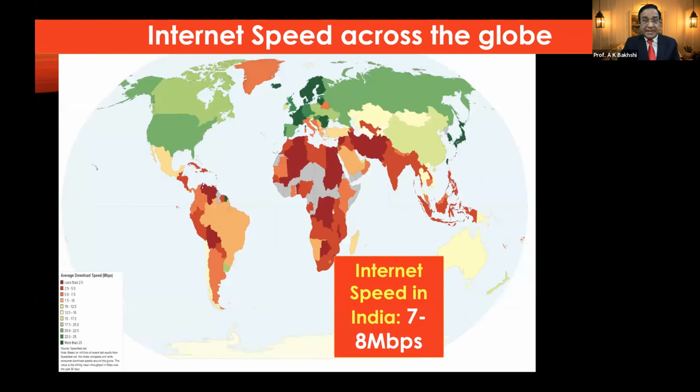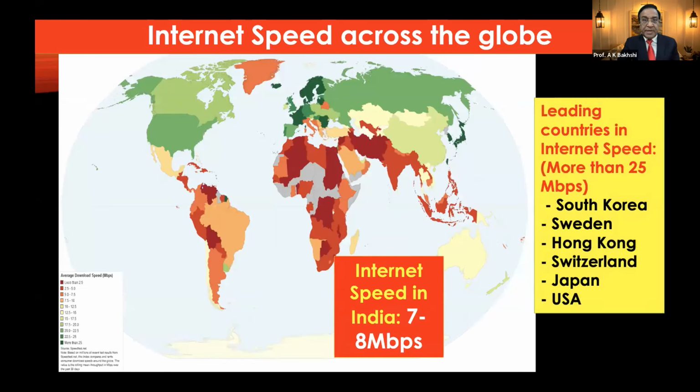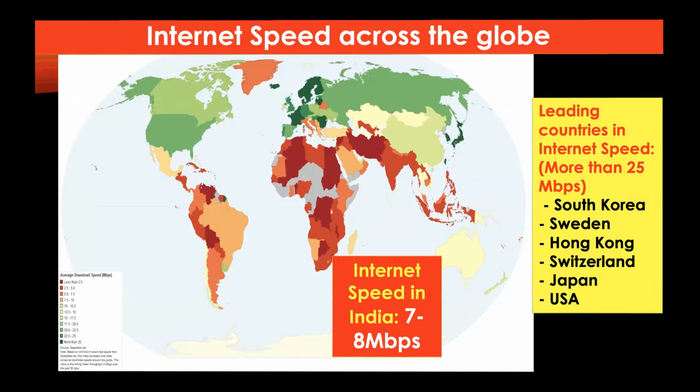Another serious problem in India is of internet speed. We have internet speed of about 7 to 8 Mbps, whereas some of the leading countries of the world have very high, maybe more than 25 Mbps. We need to improve on that.